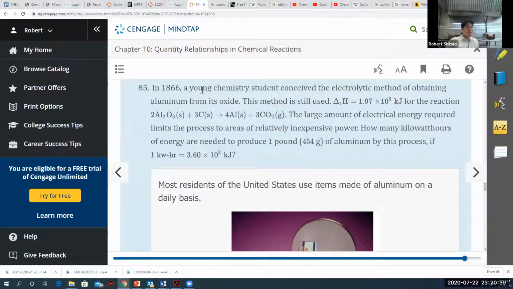In 1866, a young chemistry student conceived the electrolytic method for obtaining aluminum from its oxide. This method is still used for the reaction. A large amount of electrical energy required limits the process to areas of relatively inexpensive power. How many kilowatt hours are needed?